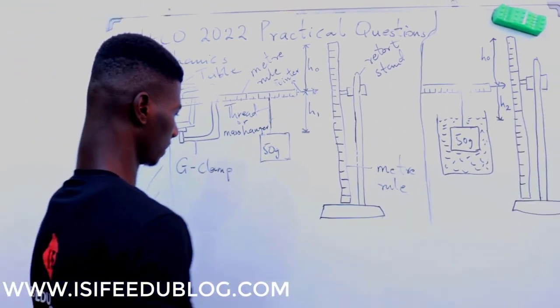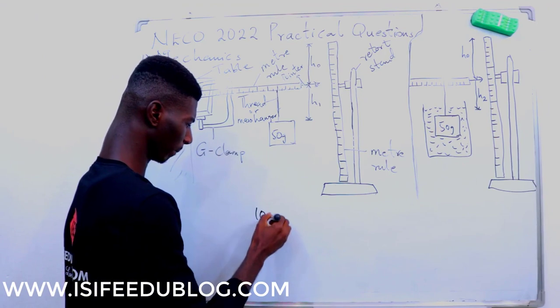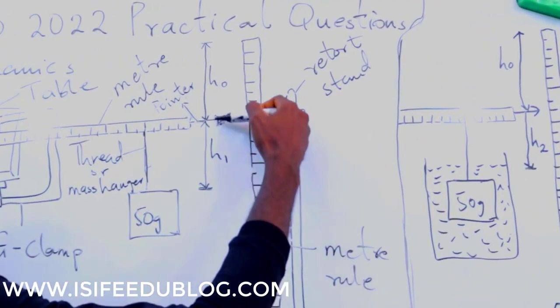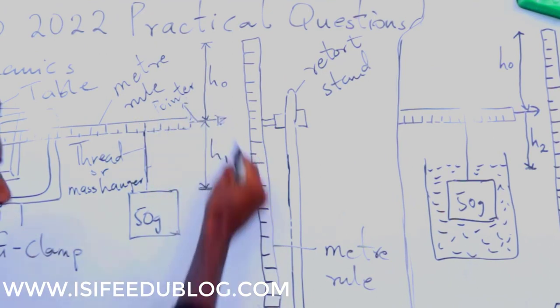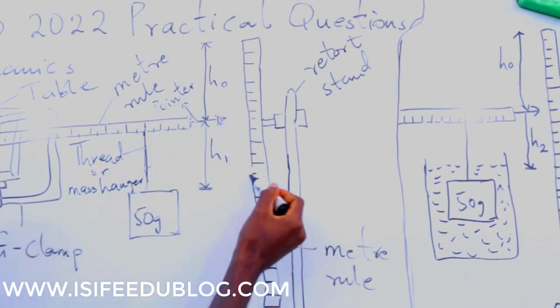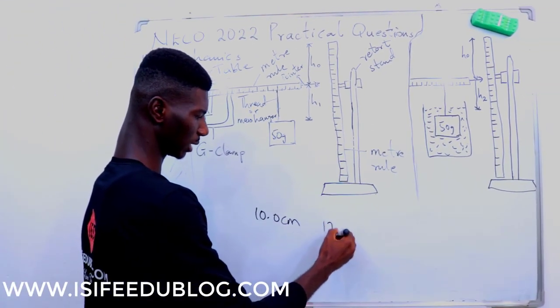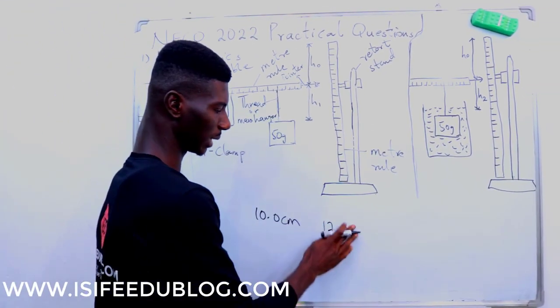Once this thing bends, let's assume that from here to here, what you got for H0 is 10 cm, as you have recorded. And once this ruler bends, this pointer will bend too, and your reading on the meter rule is, let's say, 17.2 cm.